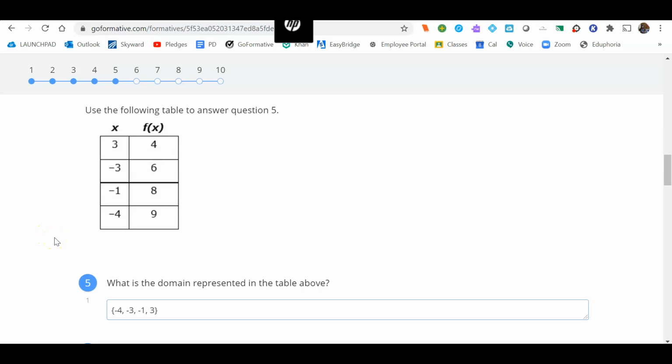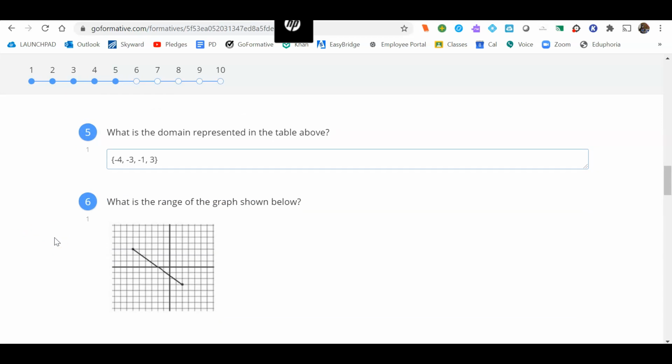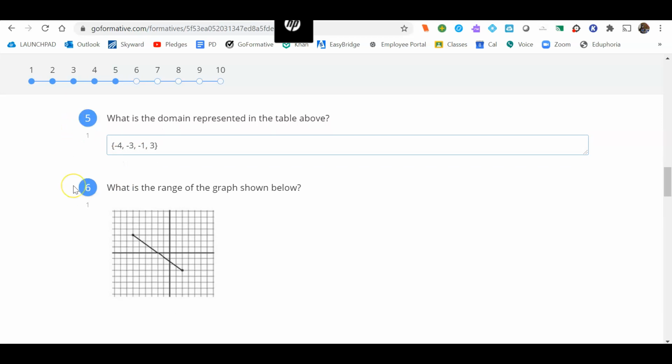Make sure you put domain just like that, okay? And we are spacing between every time we hit a comma. If you don't put that space there, it might accidentally mark it wrong, so be careful of that.